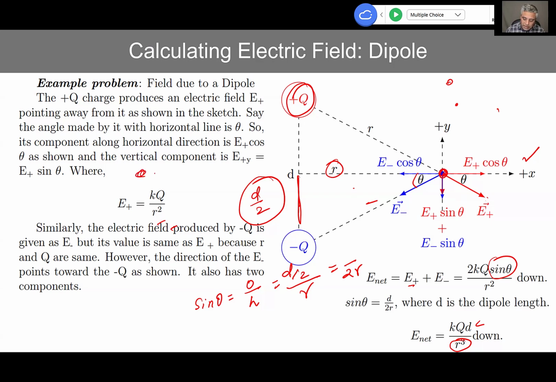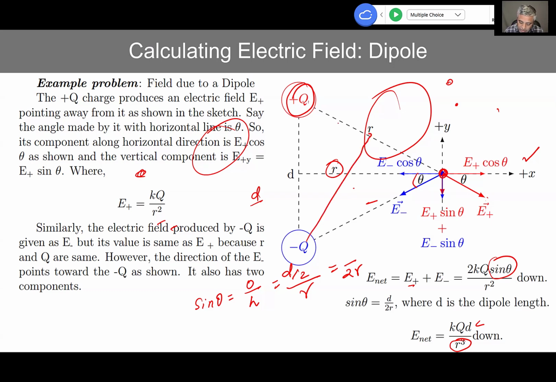Finding the net field at this point is the easiest one. Here, you can probably guess it looks easier as well, because both of them are pointing in the same direction. At any other points, you do the same thing with more components, but the value is going to be different at those points. So we'll just keep it here.